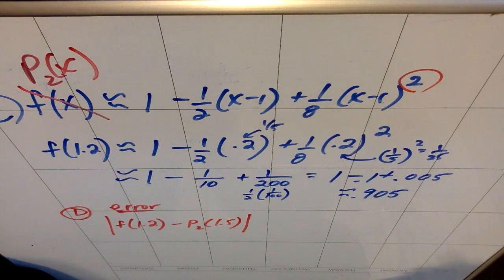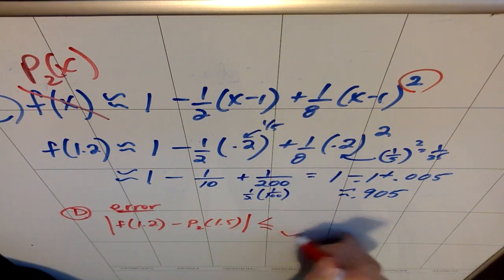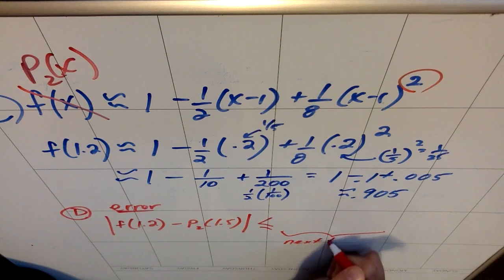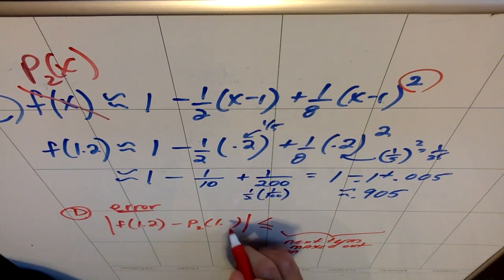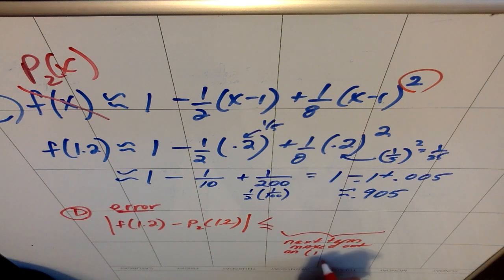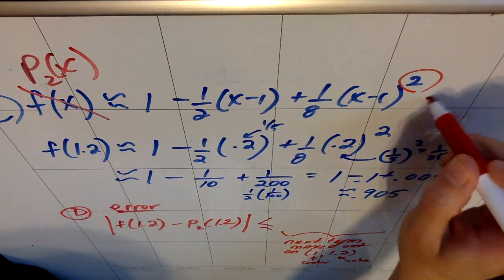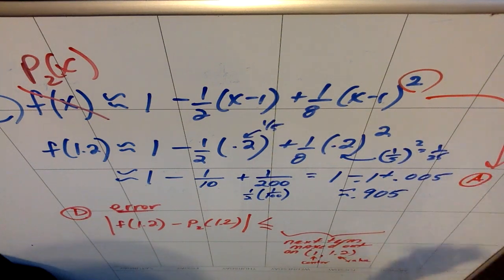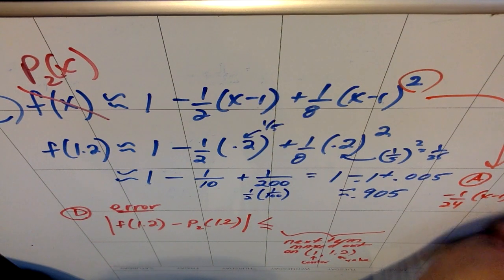This goes up to this term. You want to say that that is less than or equal to the next term maxed out, right? So next term maxed out on, and the window you want to max it out on, oh, I'm sorry, I made that a 5 and it's a 2, on the window from 1 to 1.2, because one of these is the center, which in this case was 1, and one of them is the value you're given. So if you go back to part A for a sec, the next term in your expression was a negative 1/24 times (x minus 1) to the third, I'm pretty sure.